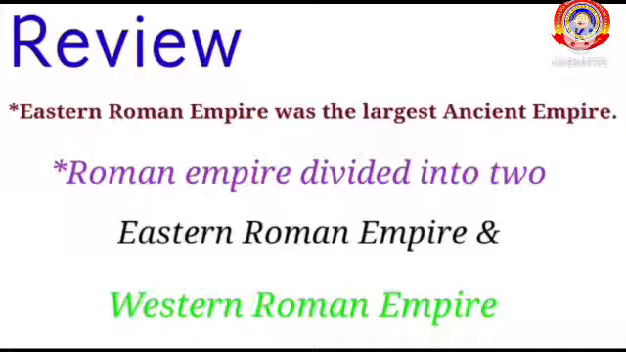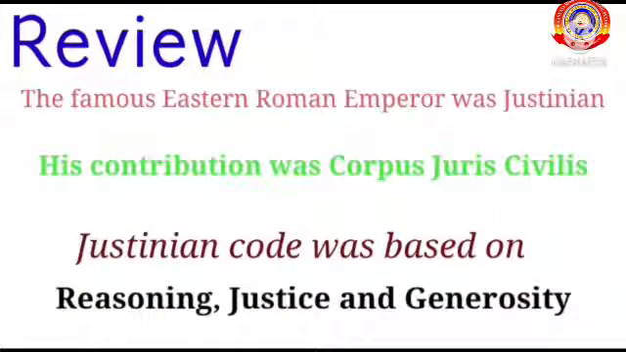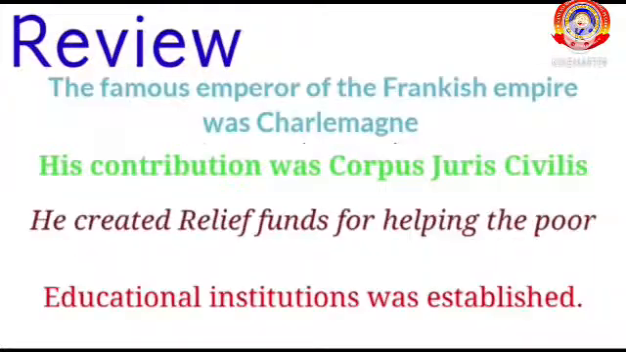Let's conclude our topic. The Roman Empire was the largest ancient empire. The Roman Empire can be divided into two: the Eastern Roman Empire and the Western Roman Empire. The famous Eastern Roman Emperor was Justinian. His contribution was Corpus Juris Civilis. The Justinian Code was based on reasoning, justice, and generosity.